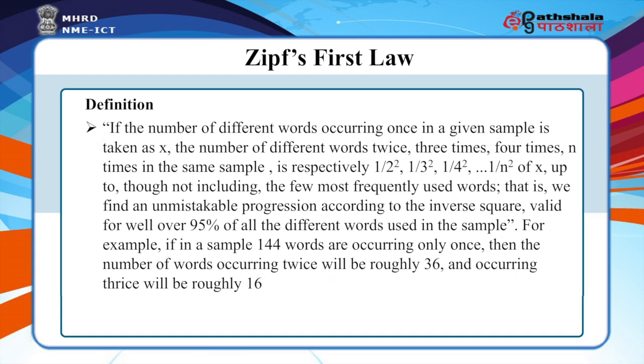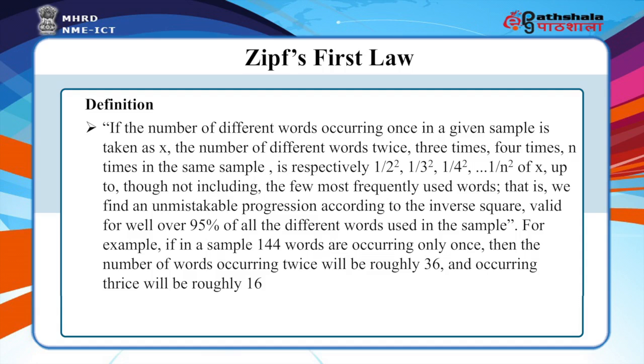If the number of different words occurring once in a given sample is taken as x, the number of different words occurring twice, 3 times, 4 times, n times in the same sample is respectively 1 divided by 2 to the power 2, 1 divided by 3 to the power 2, 1 divided by 4 to the power 2, 1 divided by n to the power 2 of x, up to, though not including, the few most frequently used words. That is, we find an unmistakable progression according to the inverse square, valid for well over 95% of all the different words used in the sample.